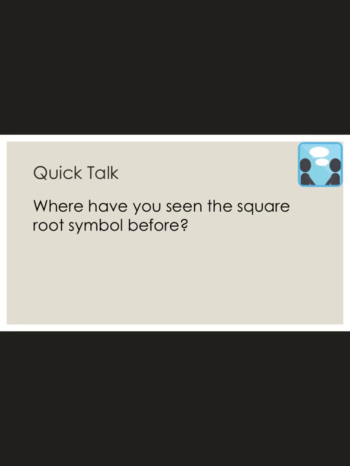So let's have a quick talk. Where have you seen the square root symbol? Remember, the square root symbol is like a little check mark and a division come together. Where have you seen these before? One of the most common ones is the Pythagorean theorem. If we're solving for c, if we take the square root on both sides, it cancels out the square and you're left with just c. Can you think of any other places you've seen the square root before?